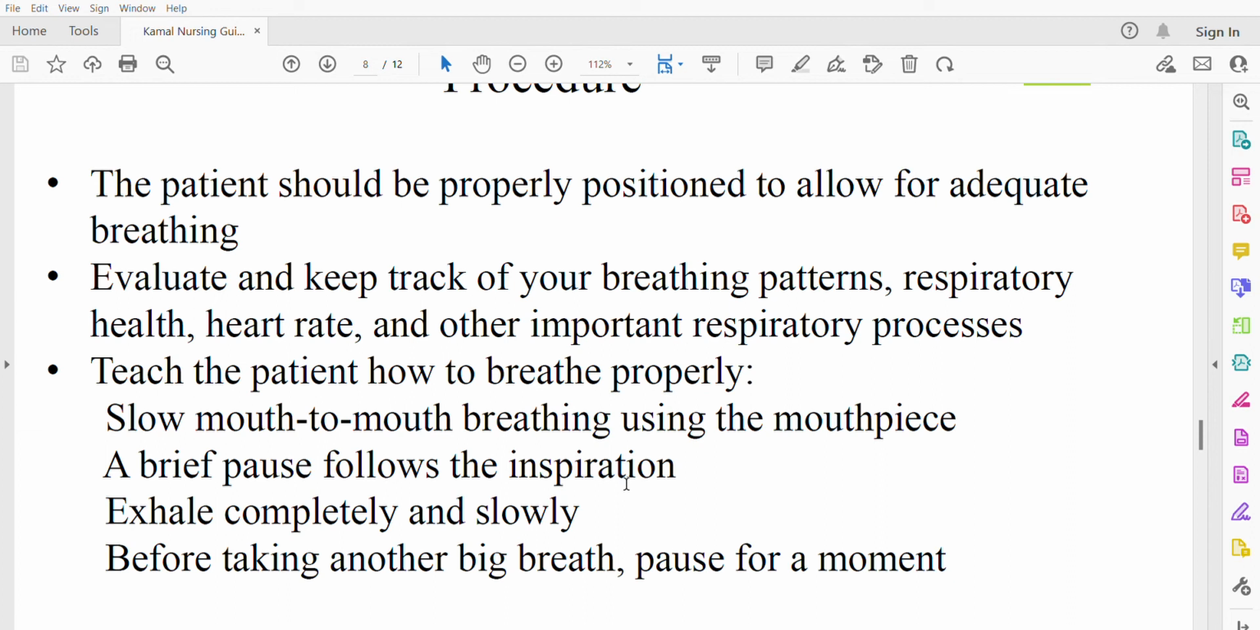When the patient inspires once, he or she has to pause for a second and exhale completely and slowly. And before taking another big breath, pause for a moment. We have to inhale and then pause, exhale, and this will keep on going.